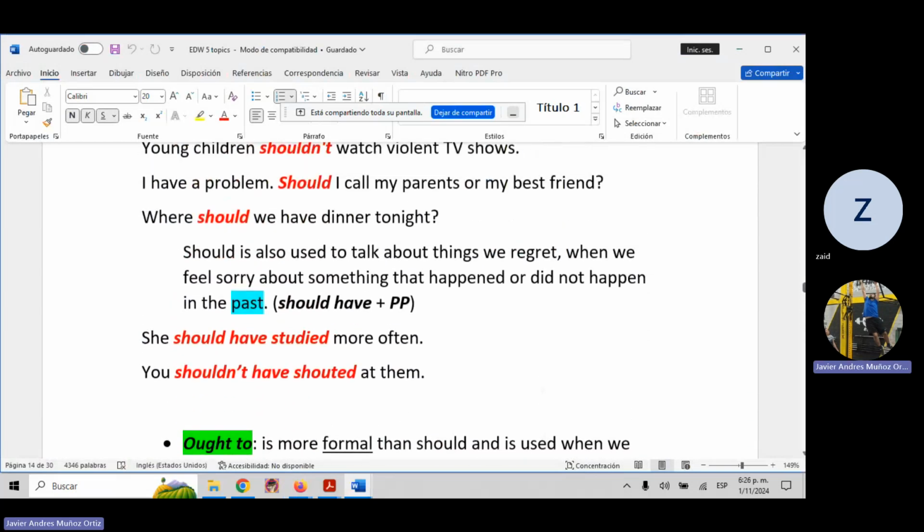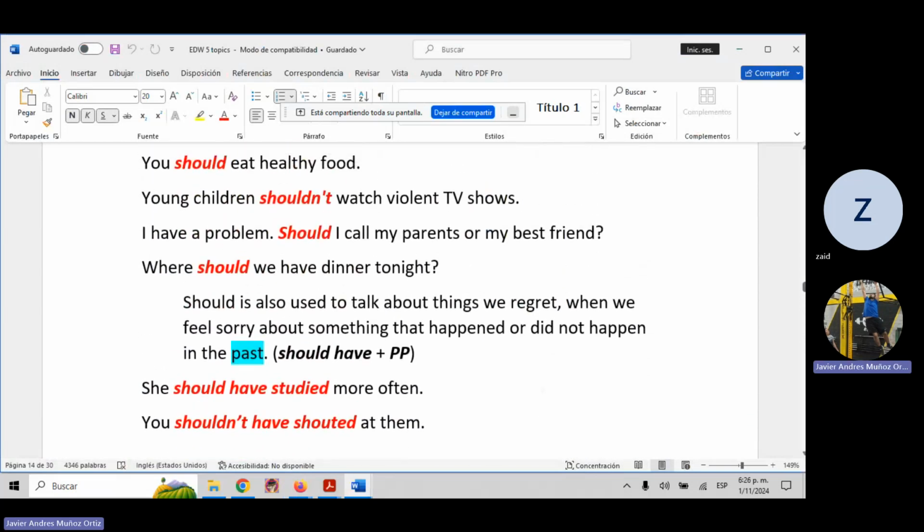For example, you should have studied more often because you failed the test, right? So you cannot do anything else now. The test has already finished and you cannot present it again. So I'm sorry. We feel regret, pity, sorry, for something that cannot be changed. So this is the idea of should have.